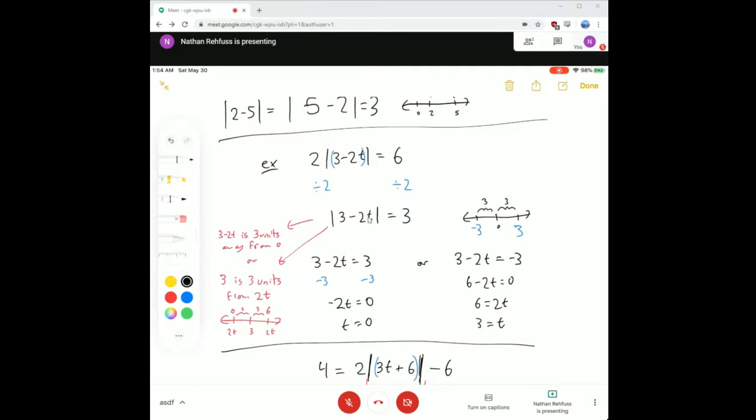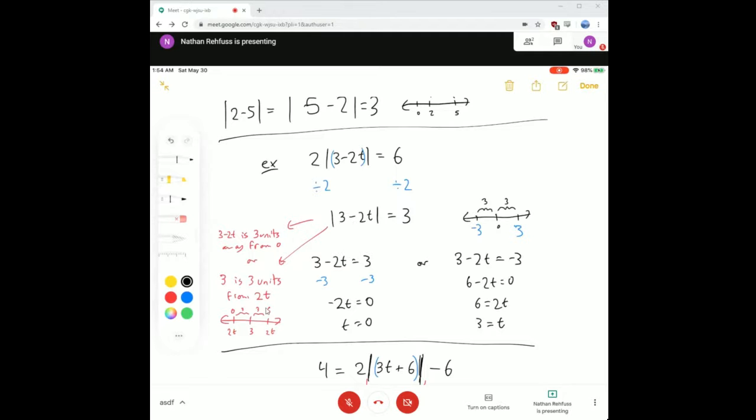There's two ways to think of this thing's meaning. I can think of it in the distance from 0 sense. I can think the thing inside the absolute value bars has a magnitude of 3. So either it's negative 3 or it's positive 3, because those are the two numbers that are 3 units away from 0. So this whole thing is either sitting right here or right here, because it's 3 units away from 0. So that's the first way to think of it.